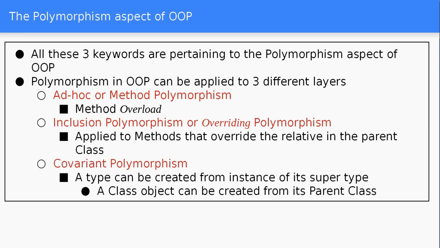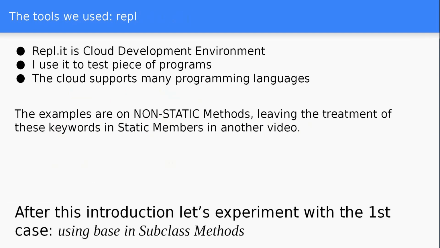Then we have the covariant polymorphism, which is when we have a superclass object which is created from an instance of its subclass.